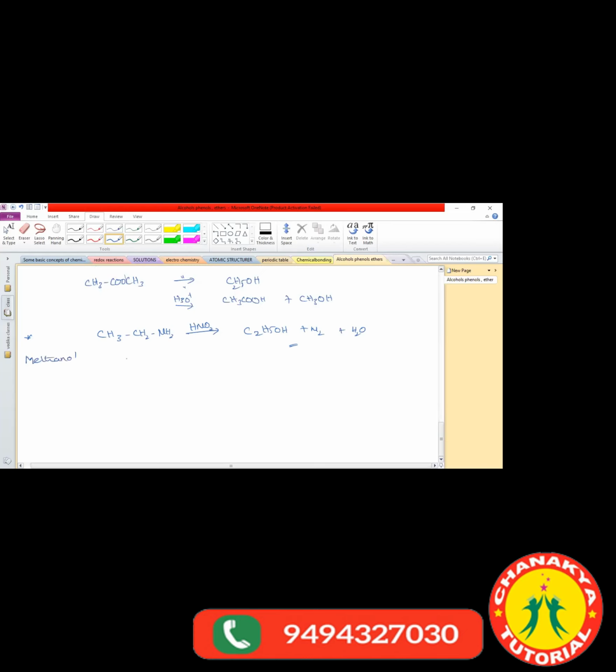How are you going to prepare methanol? When methane undergoes the oxidation reaction in the presence of zinc oxide and chromium trioxide, CrO3, it forms methanol, CH3OH.